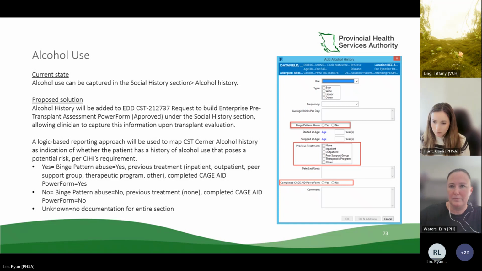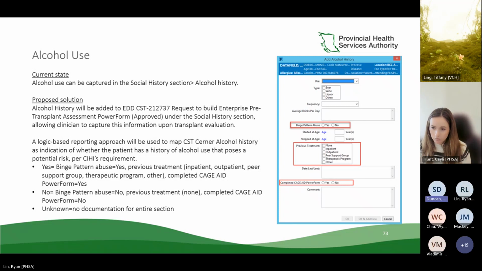Thank you. Sorry, Ryan, it's Sharon here. Is this actually a requirement from CIHI, or are these recommendations or requirements? And what's the actual obligation to report on this? That's one question. And then the second thing, this power form is not built yet. Is that correct? So to clarify, alcohol history exists in Cerner currently, but what needs to be built is the pre-transplant assessment power form that can be used across all programs.